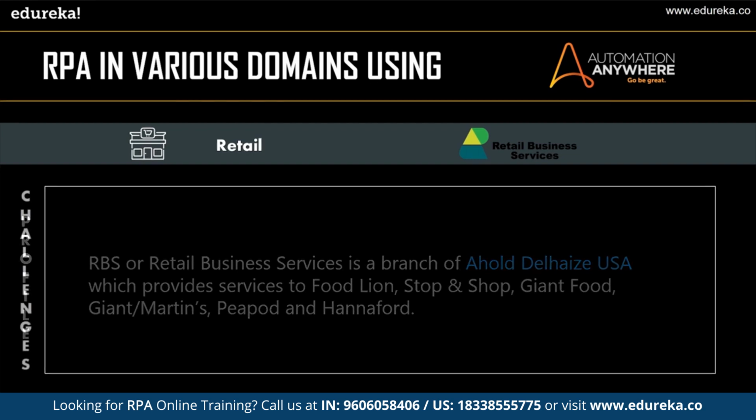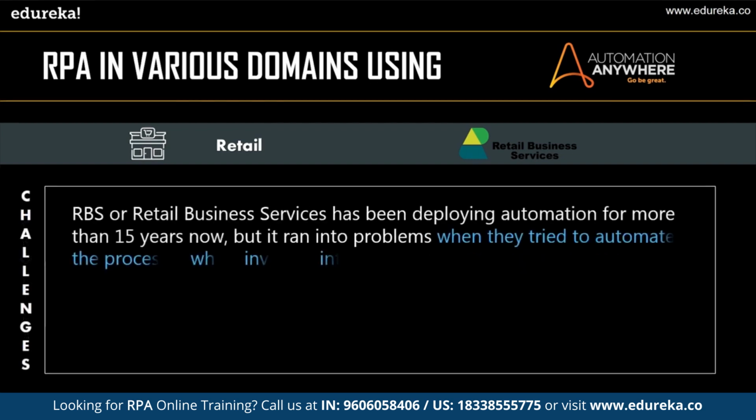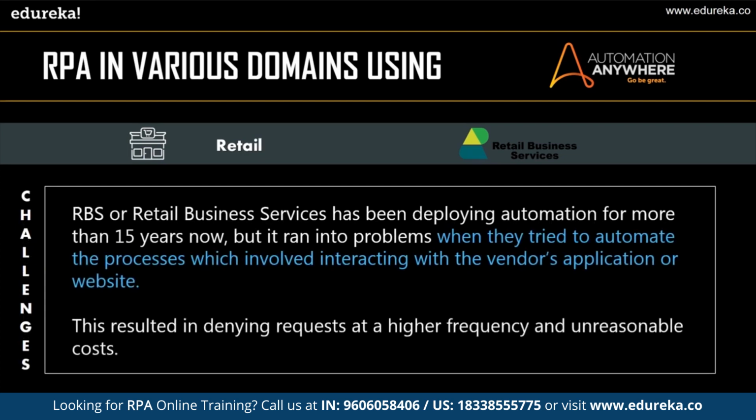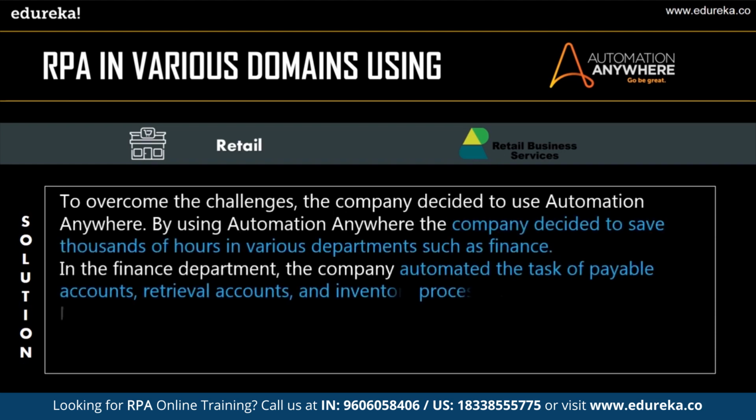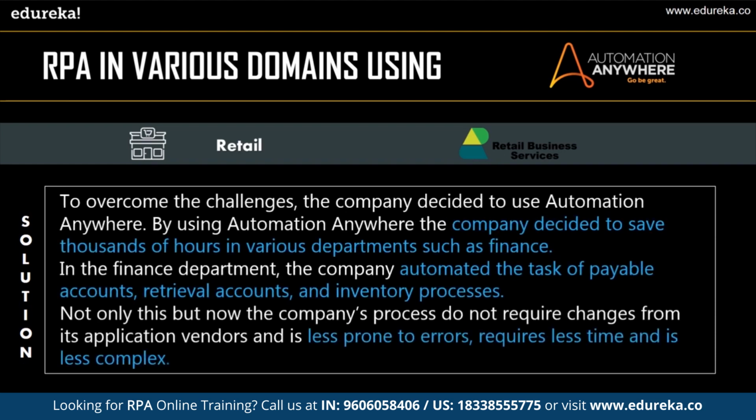Now, the challenge observed by RBS was that it had been deploying automation for more than 15 years, but it ran into problems when it tried to automate the processes which involved interacting with the vendor's application or website. So this resulted in denying requests at a higher frequency and unreasonable cost. So to overcome the challenges, the company decided to use Automation Anywhere, to save thousands of hours in various departments such as finance.